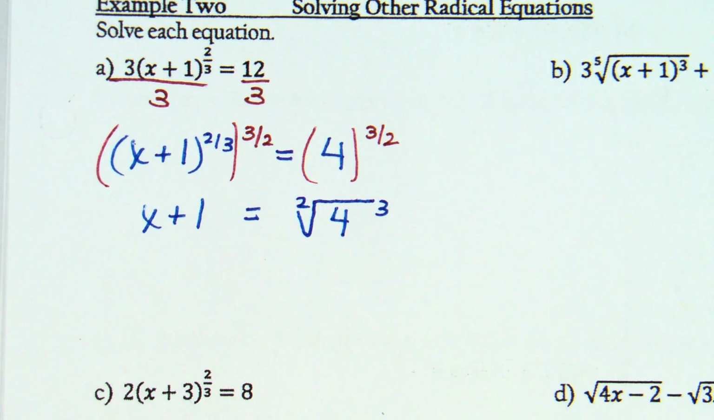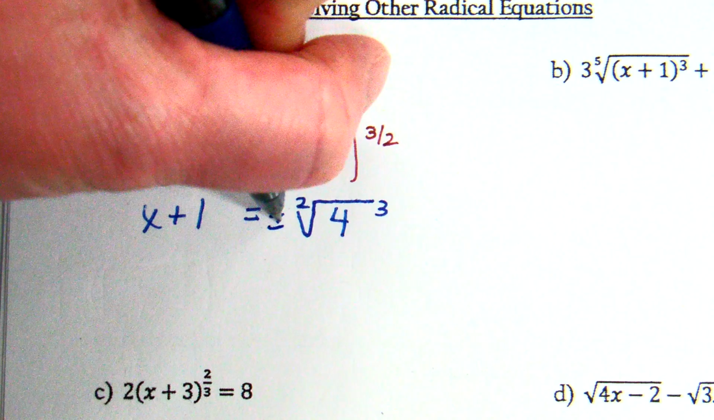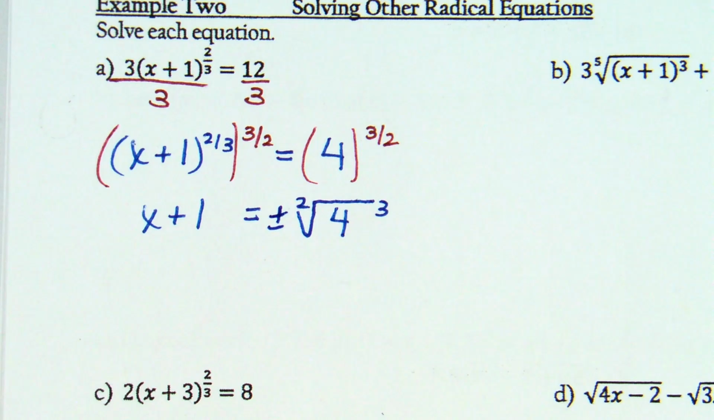What did we do here? We raised the power of 3/2, but what kind of root were you taking? Square root. So what do I have to throw in front of this? Plus or minus. Now, I'm going to put a note here off to the side. When do we use that plus or minus? When you're taking a square root, so some kind of even root, or when you look at the fraction, if the denominator is even.